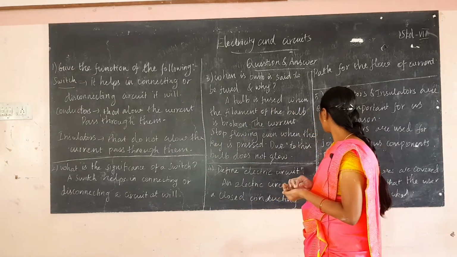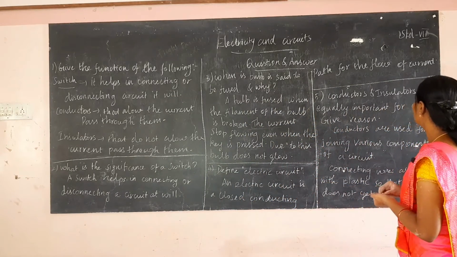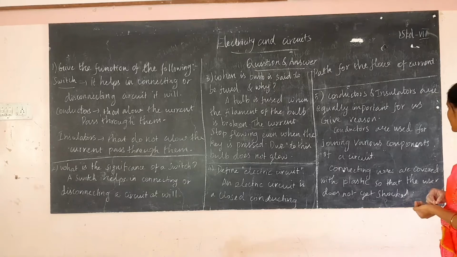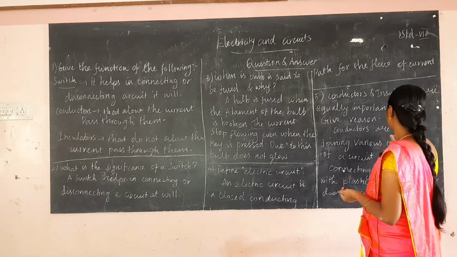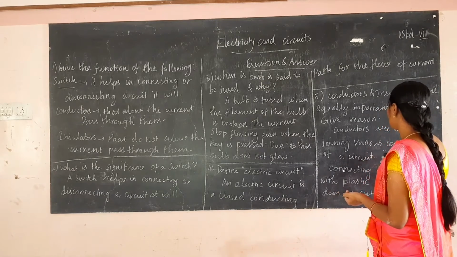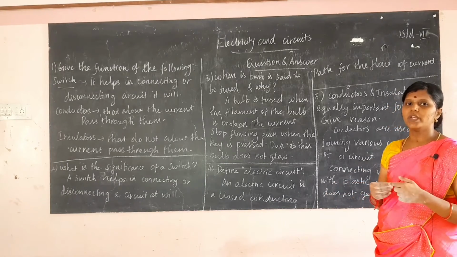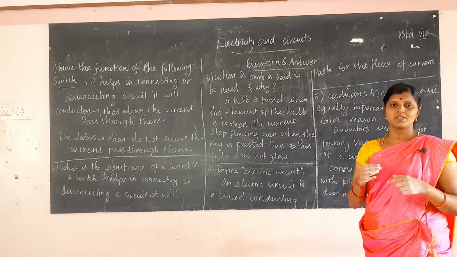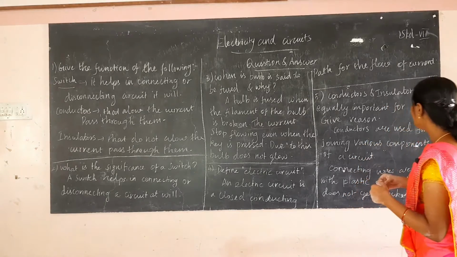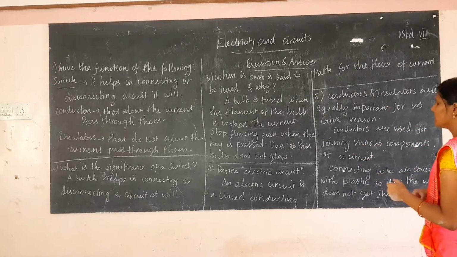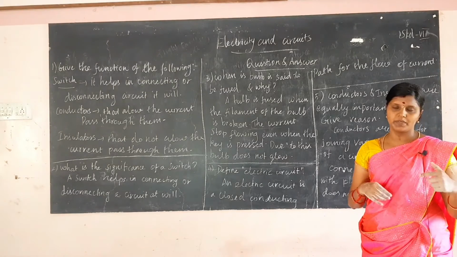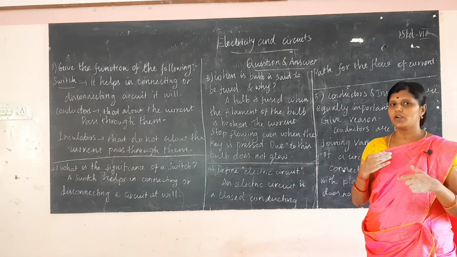Okay, and next question, conductors and insulators are equally important for us. Give reason. Conductors are used for joining various components of a circuit. Circuit உள்ள various components join பண்றதுக்கு என்ன யூஸ் பண்றோம், conductors. And insulators do not allow the current to pass through them. Insulators என்ன பண்ணுனா current வந்து allow பண்ணாது அது வழியா.